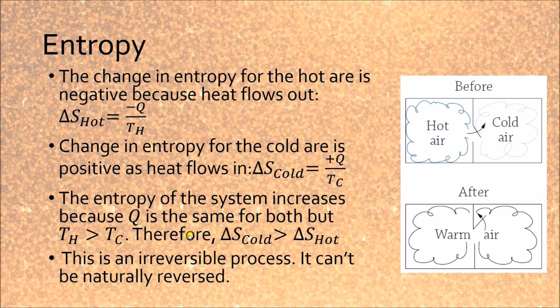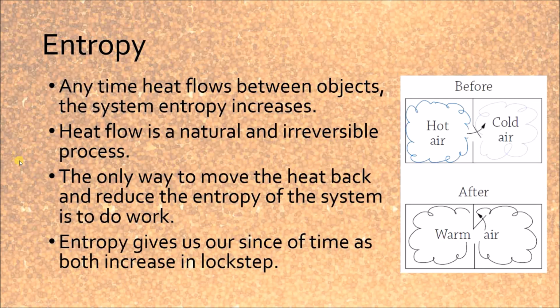It can't be naturally reversed. It won't naturally go the other way. Things always move towards higher entropy naturally. Anytime heat flows between objects, the entropy will increase for the system of interacting objects. Heat flow is natural, and it's also irreversible. That means there's only one way that heat flows, from hot to cold. And if we want to reduce the entropy of the system, it won't happen naturally. We would have to do work on the system.